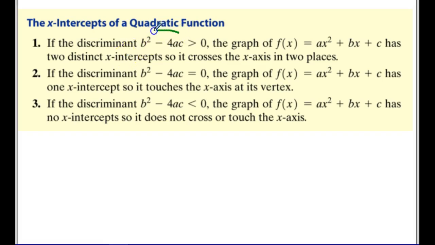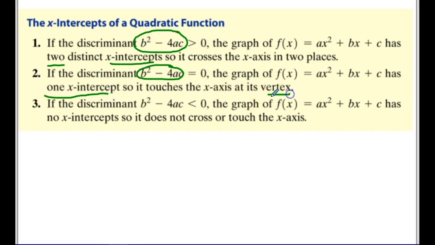Okay, the discriminant is this b squared minus 4ac. So if you remember the quadratic formula, this is the stuff that's under the radical sign. Okay, that's the important part. So if I take my b squared minus 4ac and it's greater than 0, it tells me I have 2 intercepts. Okay, so I will have 2 solutions. So if my discriminant here equals exactly 0, then I know I have 1 intercept.